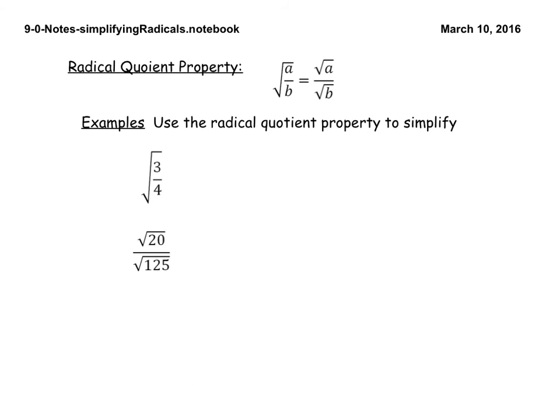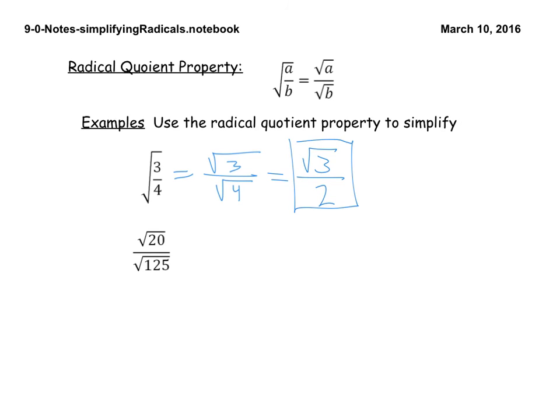Now, one little twist on that is called the radical quotient property. Quotient, if you remember, means divide. So if we're dividing two things under a radical, we can separate it into two radicals, square root at the top, square root at the bottom. So it's kind of a logical continuation of the radical product rule. So we have the square root of 3/4. We can go the square root of 3 and the square root of 4. We know what the square root of 4 is. That's 2, because 2 times 2 is 4. We don't know what the square root of 3 is, so we're going to leave that alone. It's the square root of 3 over 2.